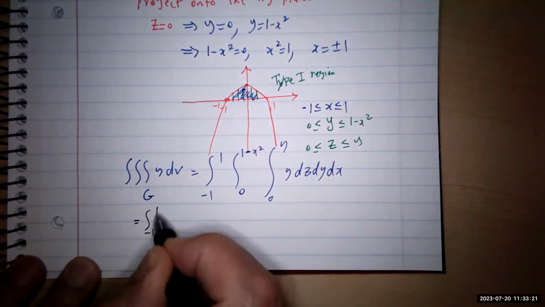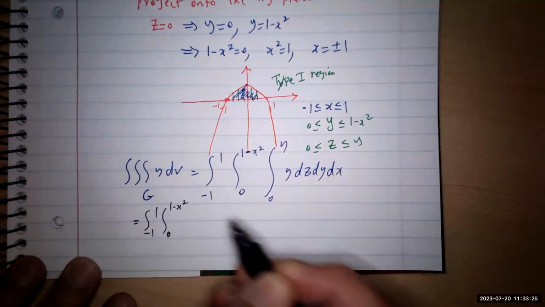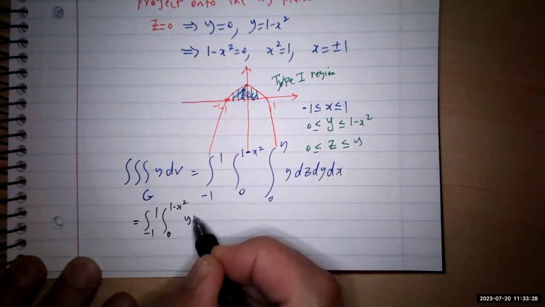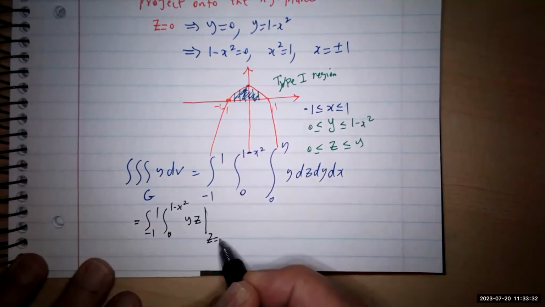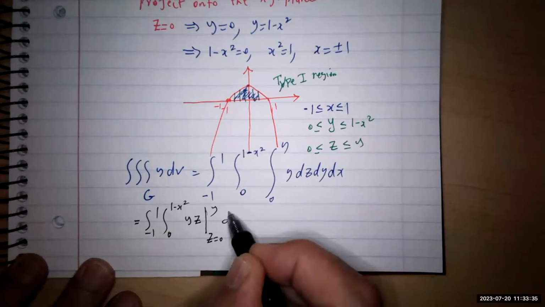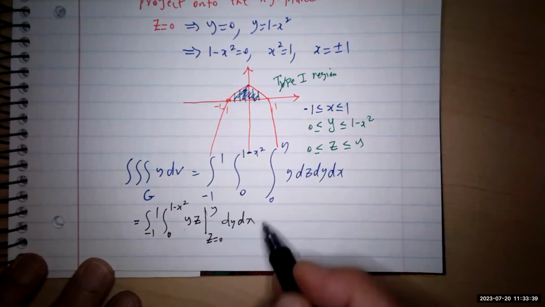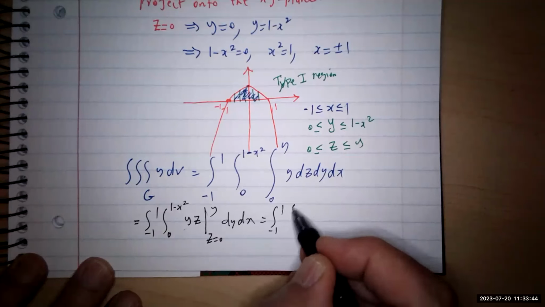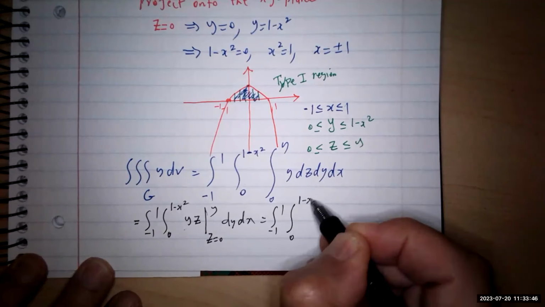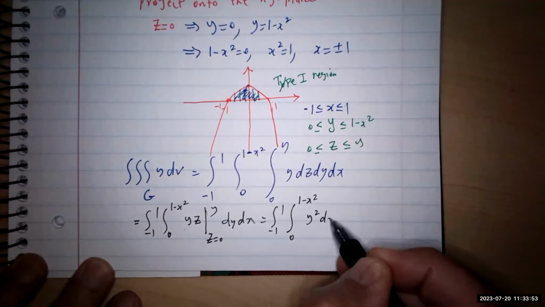So this is it. It's going to be negative 1 to 1, and 0 to 1 minus x squared. So we got the y z, with z going from 0 to y. When we're done, we get the dy dx. So that makes it only y squared: negative 1 to 1, 0 to 1 minus x squared, just y squared dy dx.